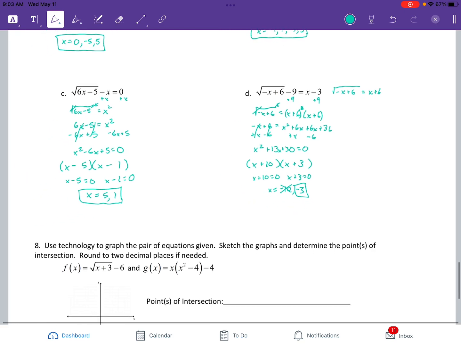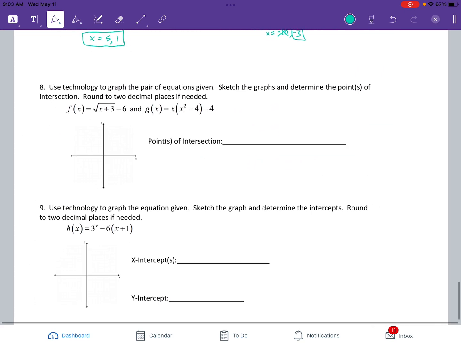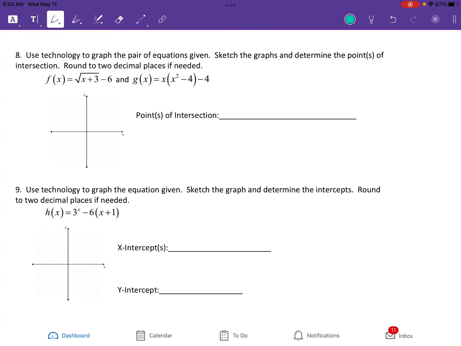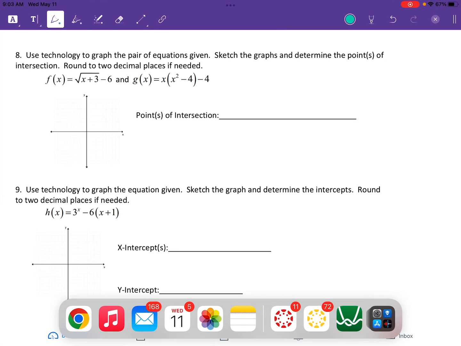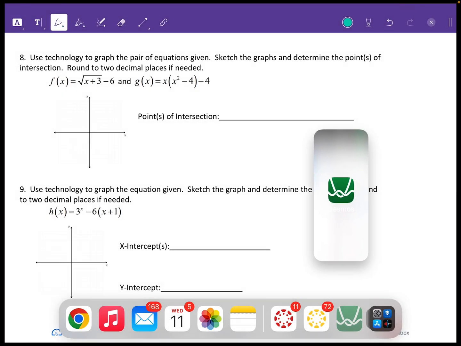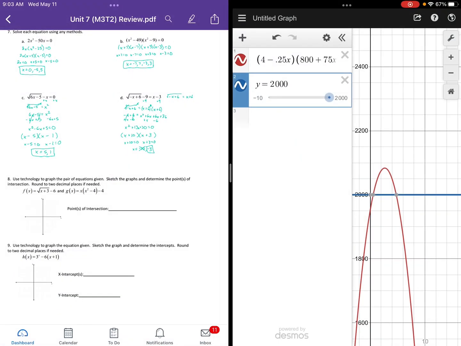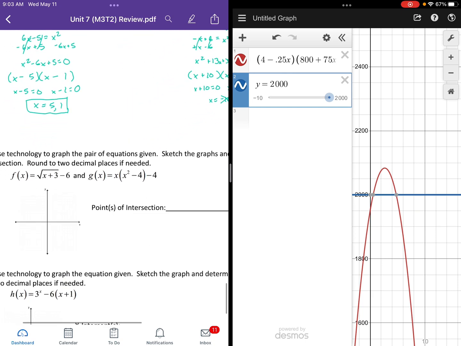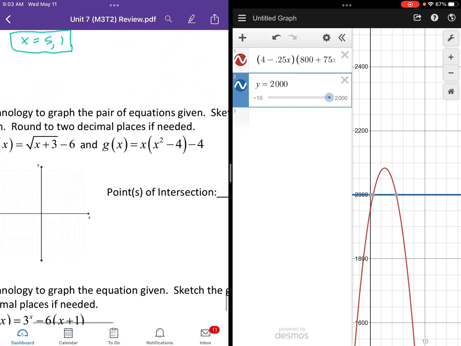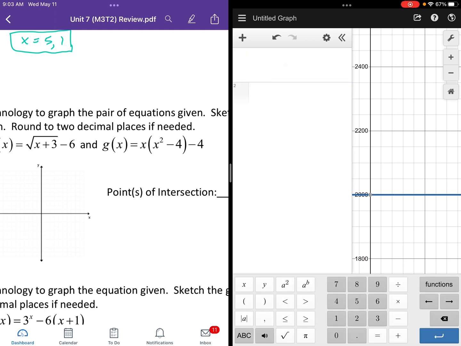All right. We've got 2 more questions. These involve Desmos. So I'm going to go onto Desmos and pull it up here. Okay. So what we're going to do is find points of intersection between these two equations. Let's get rid of this stuff. Okay, I'm going to type in the first one. So I have the square root of x plus 3, and then minus 6 on the outside. So that's my first equation.